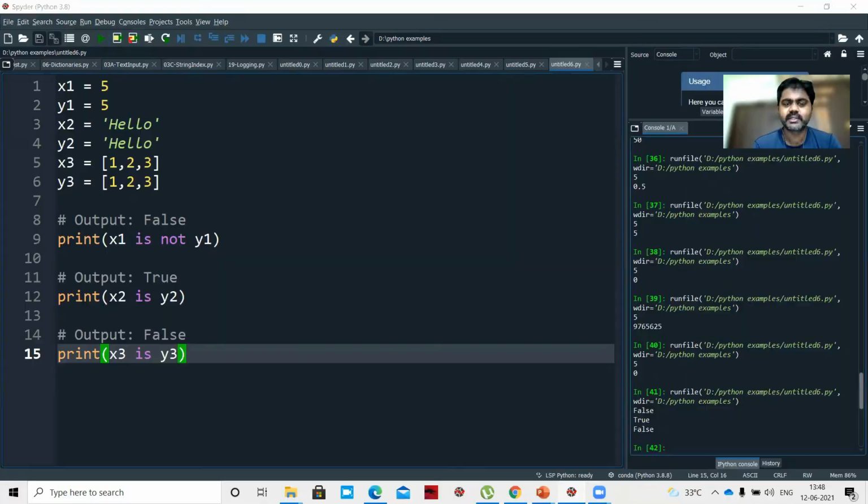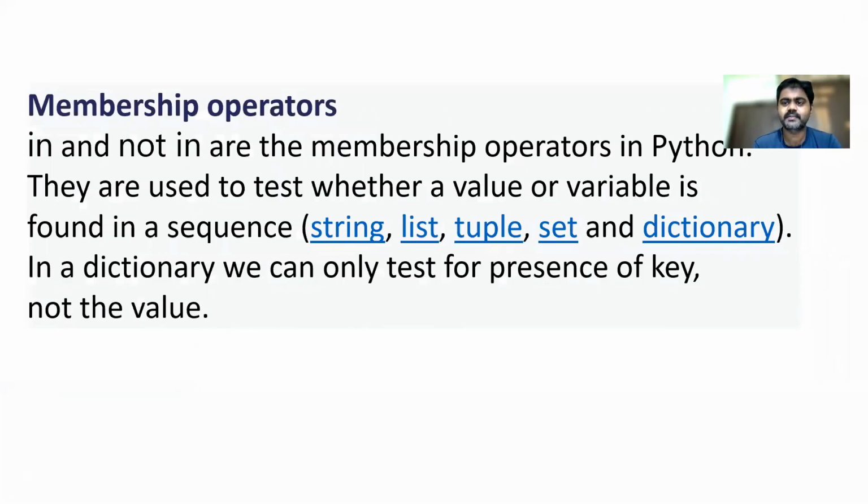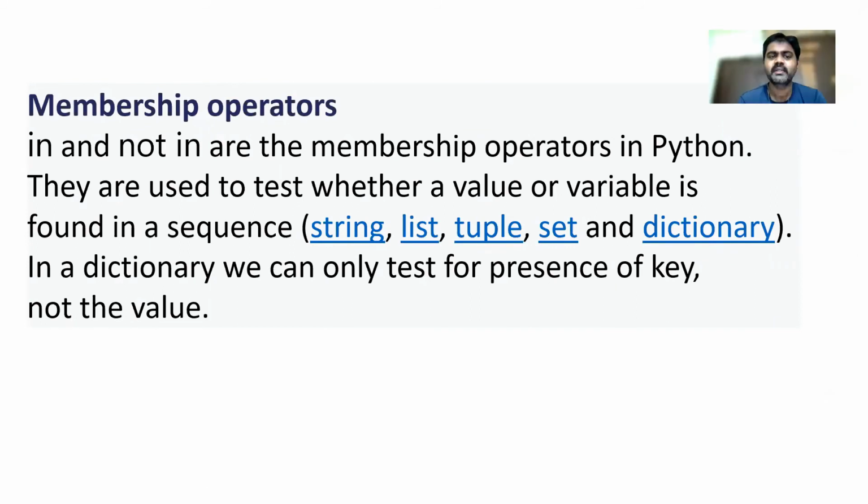Okay, so next one is membership operators. Membership operators are in and not in. So in and not in are the membership operators in Python. They are used to test whether a value or variable is found in a sequence like string, list, tuple, set, and dictionary. In a dictionary, we can only test for presence of key, not the value.